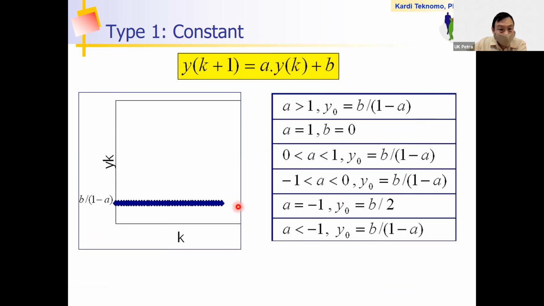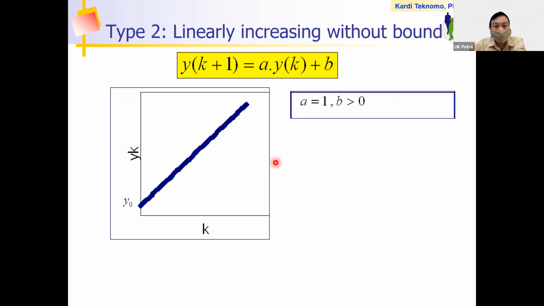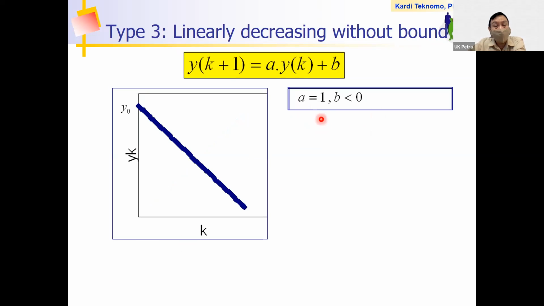Constant means like this, a flat line. The second possible behavior is linearly increasing. This only happens when a is equal to 1 and b is larger than 0. Next is linearly decreasing. This only happens when a is equal to 1 and b is less than 0.